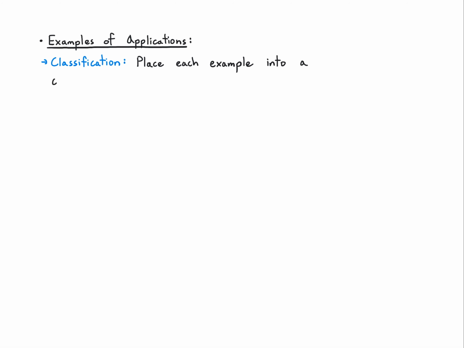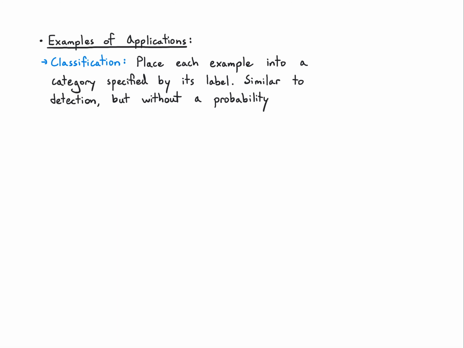So let's look at a few example applications of these ideas, okay? And there are many more. I'm just trying to highlight a few ideas. So there's classification. And so in classification, your job is to place each example into a category specified by its label, okay? And this is very similar to detection. We're just trying to put things into the matching hypothesis, but we do not have a probability model. We only have a data set.